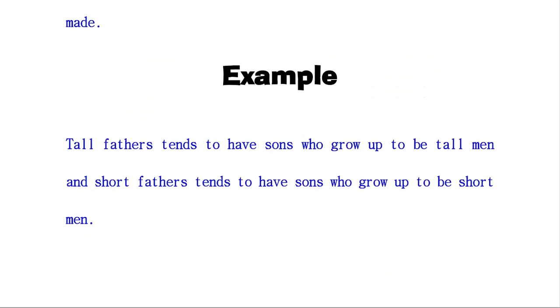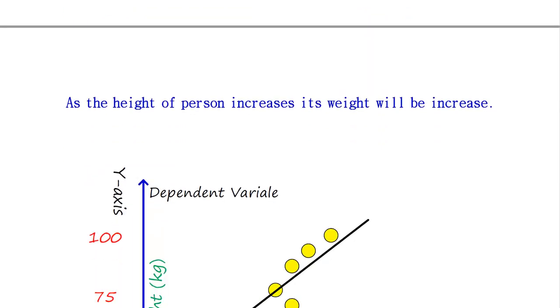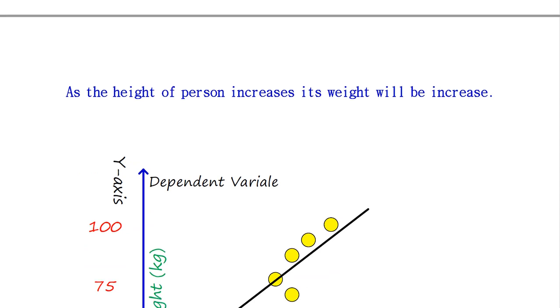Here is an example of positive correlation. Tall fathers tend to have sons with tall height, and short fathers tend to have sons with short height. Another example is that as the height of a person increases, their weight will also increase.